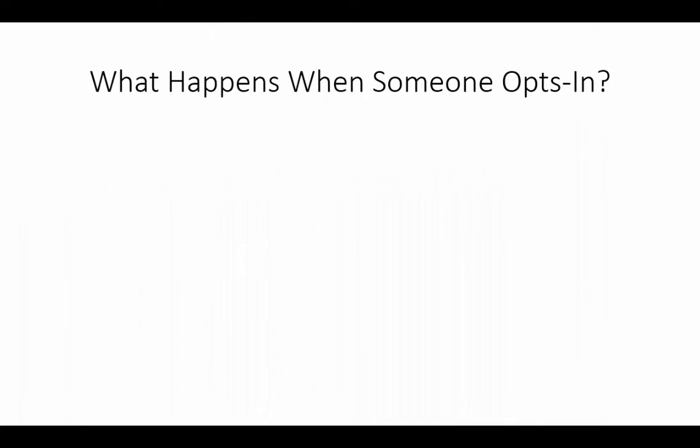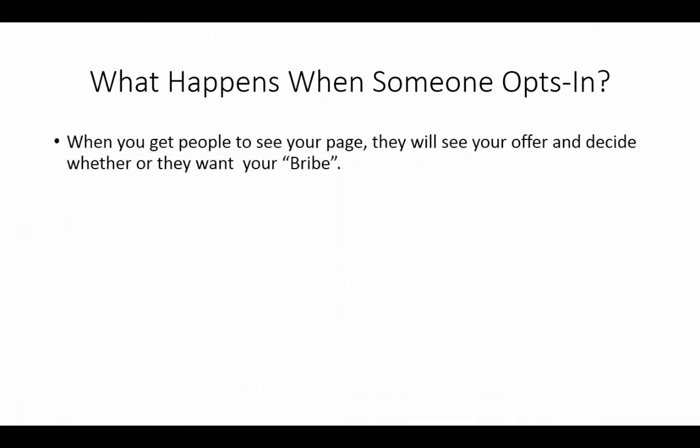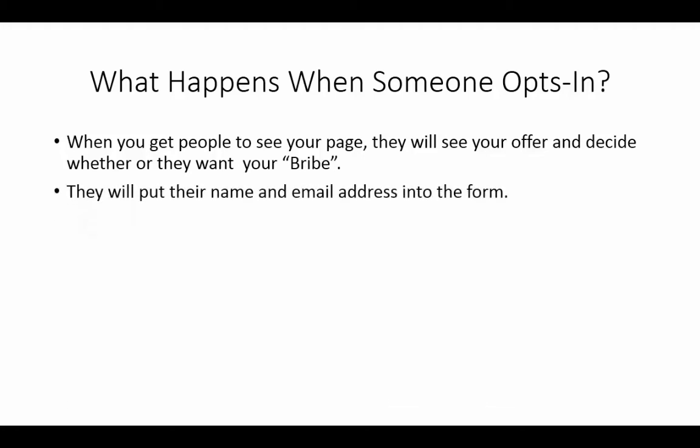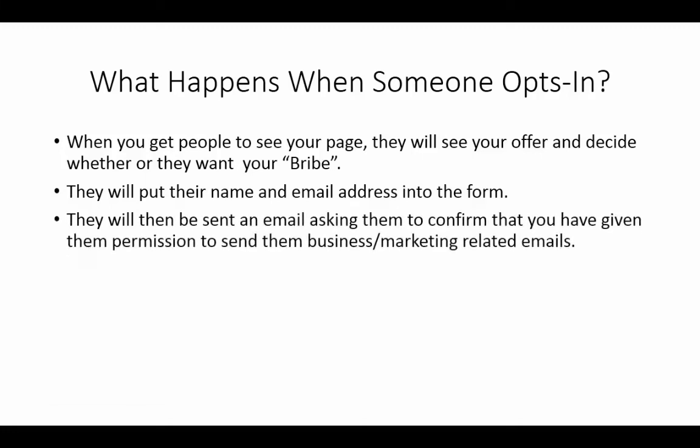Welcome back. Now in this video, I'm going to be showing you what happens when someone actually opts into your list. Now when you get people to see your page, they're going to see what you're offering and they're going to decide that they want your bribe. Now, what happens is they're going to put their name and email address into the form on your page, and then they're going to be sent an email asking them to confirm that you have given them permission to send them business or marketing related emails.